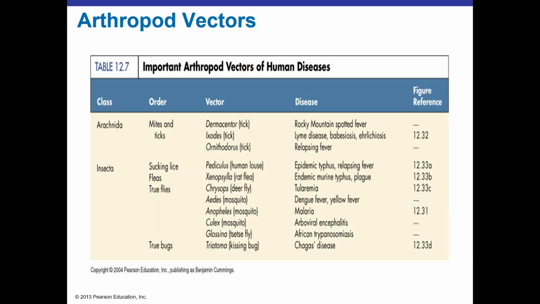This is just some examples of human diseases. We will talk more about these in our microbial disease chapters, but just to give you a preview of some of the things to come, things not only like malaria, but we'll talk about dengue fever and yellow fever. We'll also talk about things like Lyme disease and Rocky Mountain spotted fever and the plague as some notable arthropod-borne vector diseases.